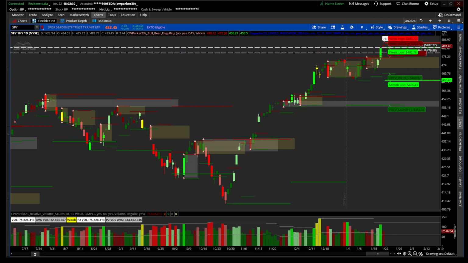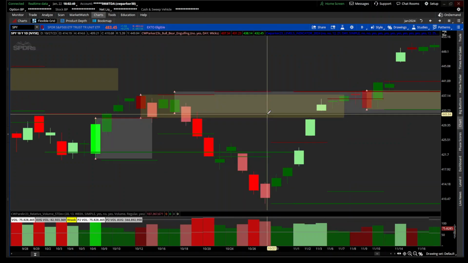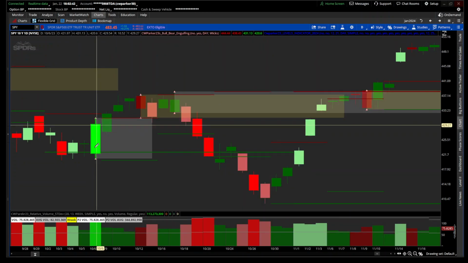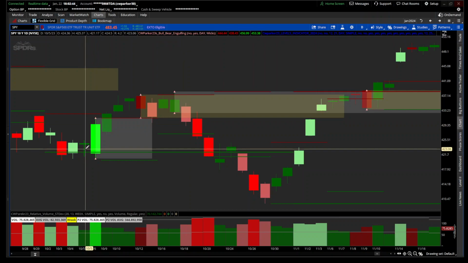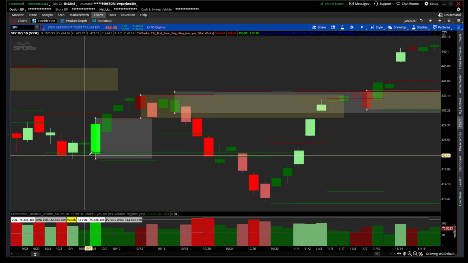Hey traders, Parker here. Here's one of my favorite strategies to play, the bullish engulfing candle. If you want to know what a bullish engulfing candle pattern is, if you look right here, it's when the high and low take out both of the previous high and low.